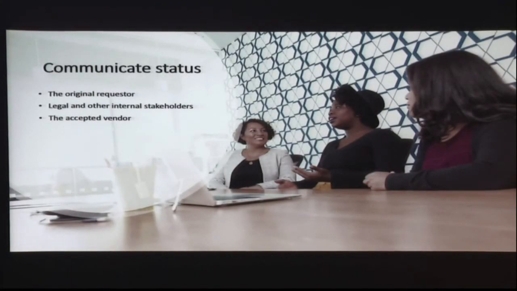And making sure that you can always communicate your status out to the person who asked to use the tool, legal or finance or the other stakeholders who need to know, like, do I do my part yet? Are we approving this? Should I be signing contracts?